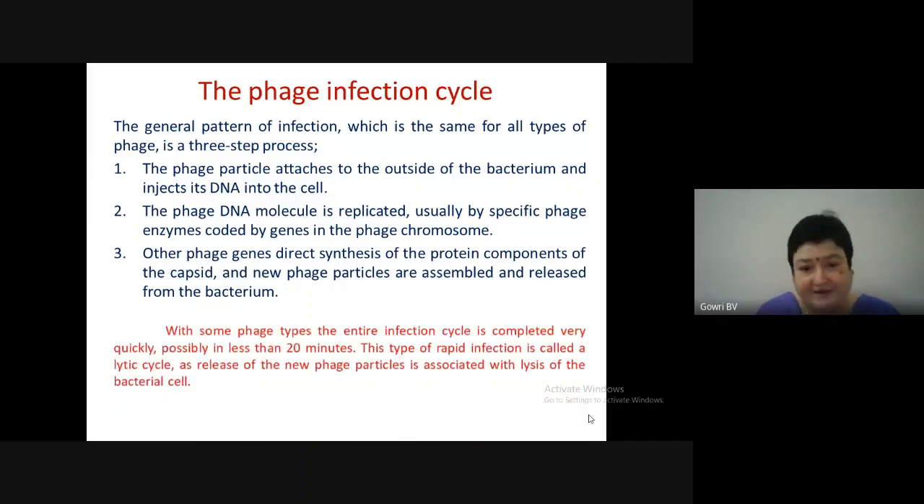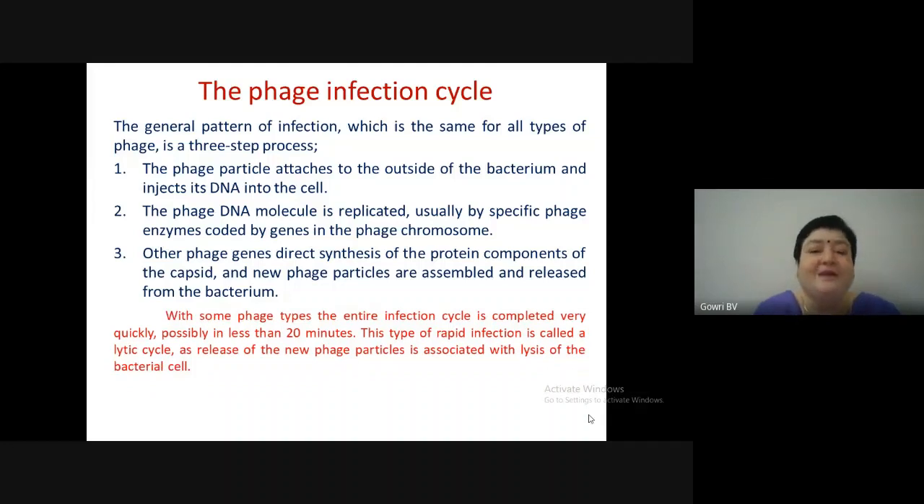With some phage types, the entire infection cycle is completed very quickly, possibly in less than 20 minutes. This type of rapid infection is called a lytic cycle, as release of the new phage particles is associated with lysis of the bacterial cell. It will be easier to understand when we go into the diagram in the next slide. So the release of the phage is via lysis of the cell. That is why they are called lytic phages or the lytic cycle.